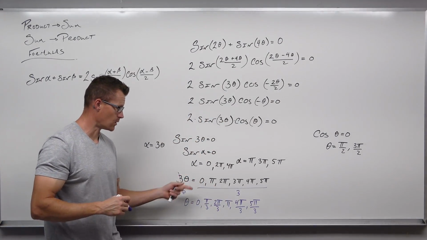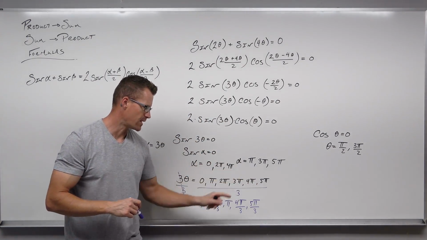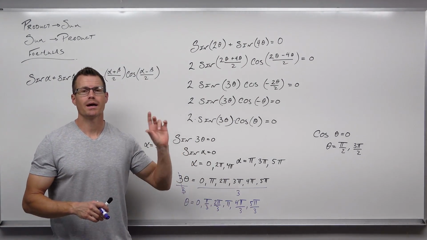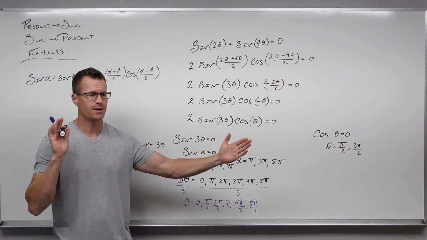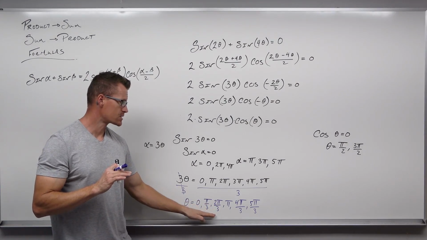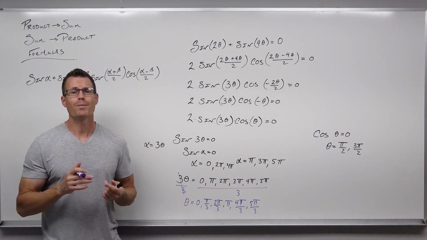So we would get 0, pi over 3, 2 pi over 3. 3 pi over 3 is pi. 4 pi over 3 and 5 pi over 3. Notice what happened. All of these are between 0 and 2 pi, 1 revolution on the unit circle. We just happen to fit more periods on that original revolution. So combining these solutions with this solution satisfies that equation. I hope that makes sense to you.